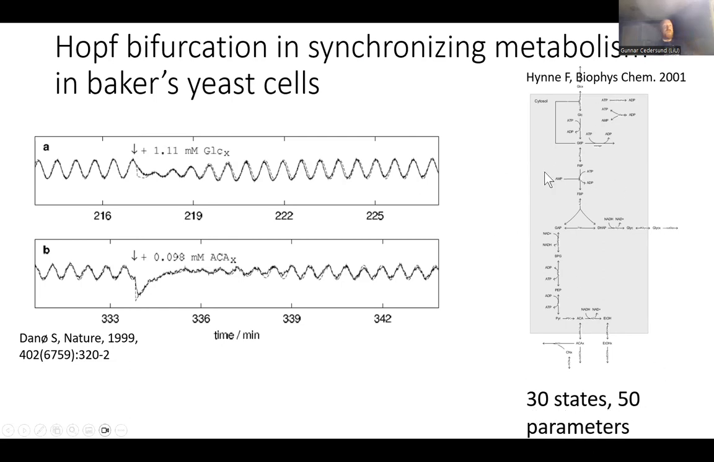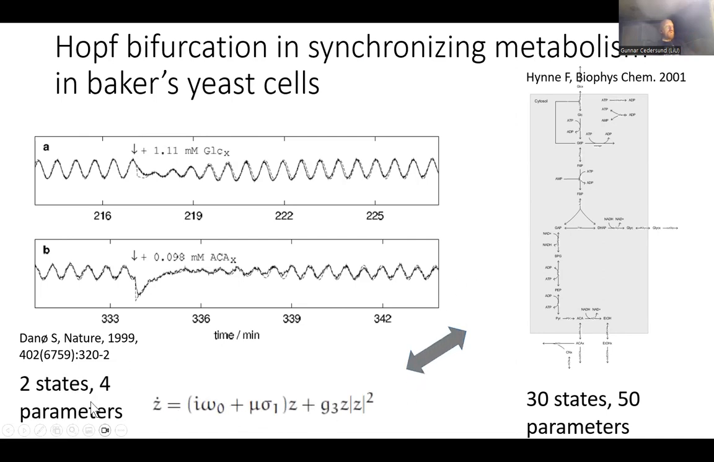But this gigantic model can be mapped to a two-dimensional system. It looks like it's one-dimensional, but this is actually a complex number. And we have 4 parameters here. This is the frequency, and this is the amplitude, and so on. So these are the parameters. And all of the 50 parameters here can be mapped down to these 4 parameters in the normal form of the Hopf bifurcation.